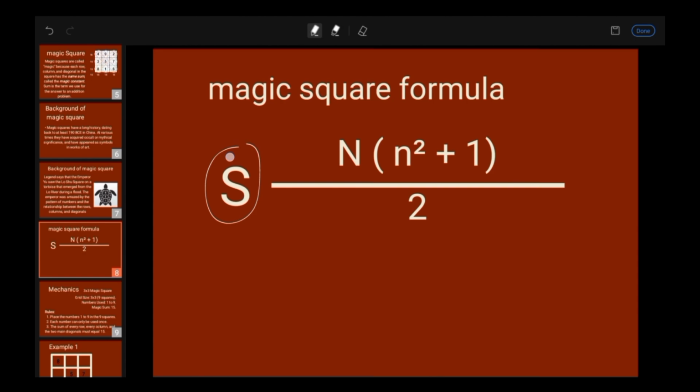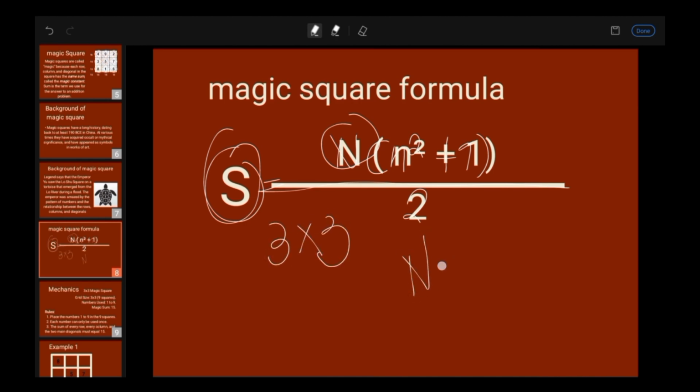S is equals to N, open parenthesis, N squared, plus 1, close parenthesis, divided by 2. So, S is the magic constant, or yung total ng kailangan natin makuha sa bawat row, column, at diagonal, while n is the number of rows or columns. For example, 3 by 3 magic square, so yung n is equals to 3.